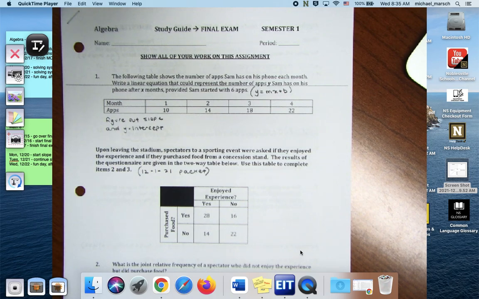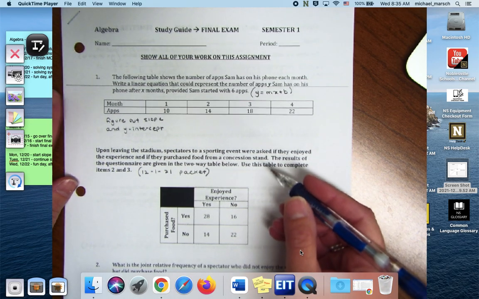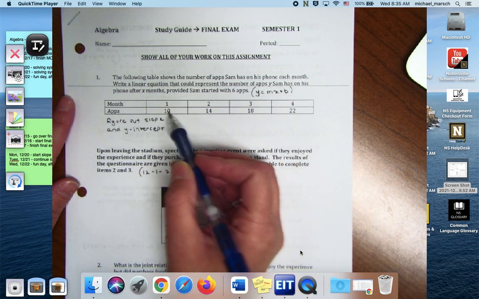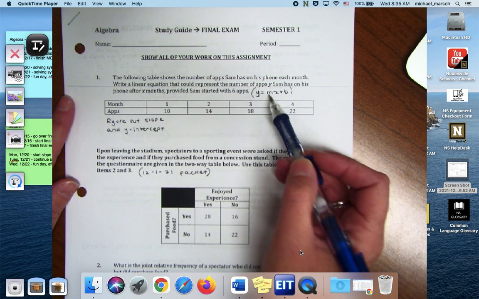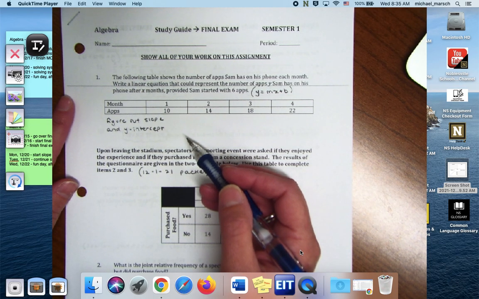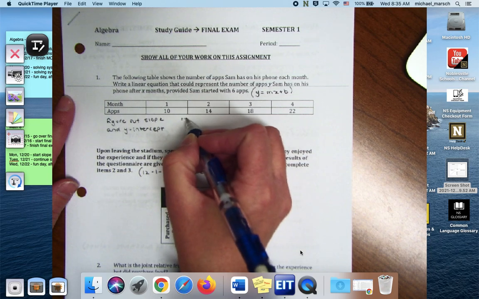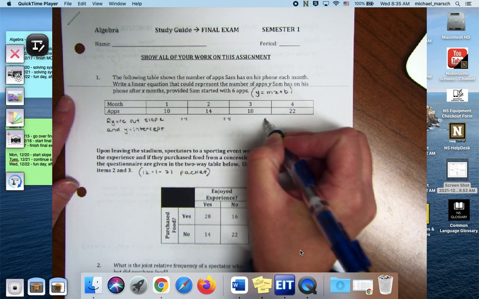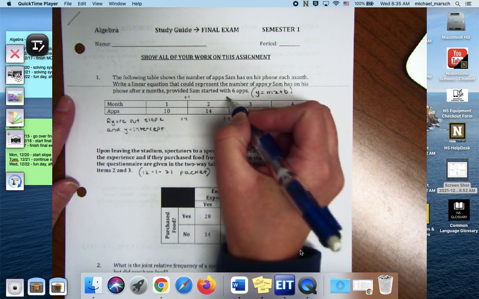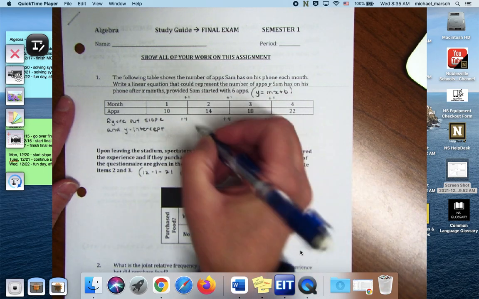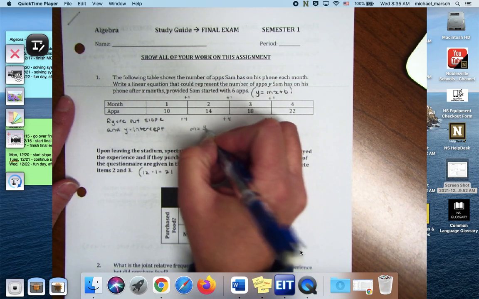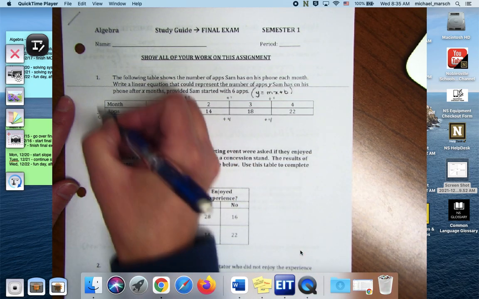All right, number 1 shows a table, and you have to write a linear equation in slope-intercept form for this information. So we have our x values, our y values. We need a slope and a y-intercept. For the slope, this is going up by 4s, and this is going up by 1s. So my slope is 4 over 1, because these are my y values, these are my x values.